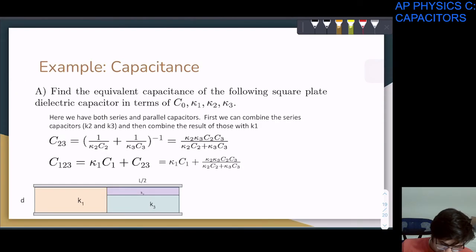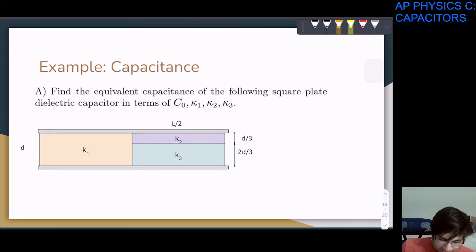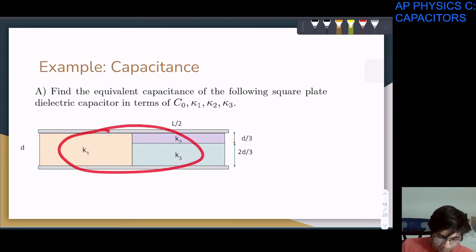So I guess we'll start by defining that C1, C2, C3 are just the raw capacitance without the dielectric material. And I guess just to take a step back, how do we actually solve this? Well, we have a series combination here, and we have a parallel here and a parallel here. But the best way to solve this is to combine these two series into one dielectric material, or one capacitor, and then combine the two parallel.